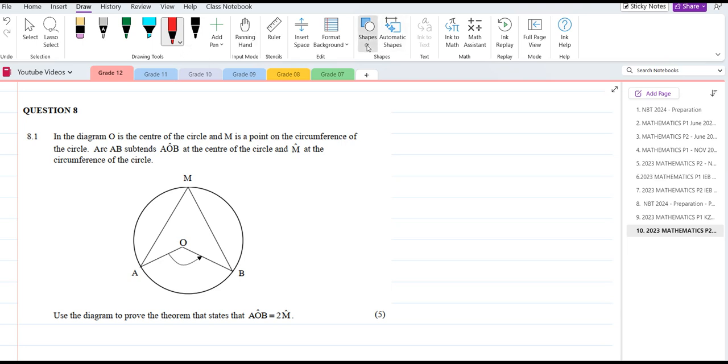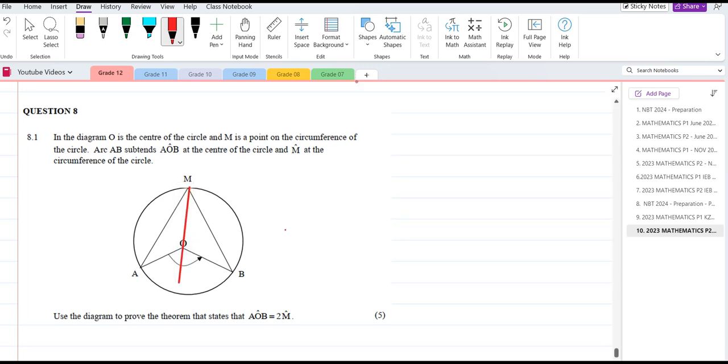Simple. First thing we do is construct this line passing through the center. So construct line MO, extended to D: MOD.